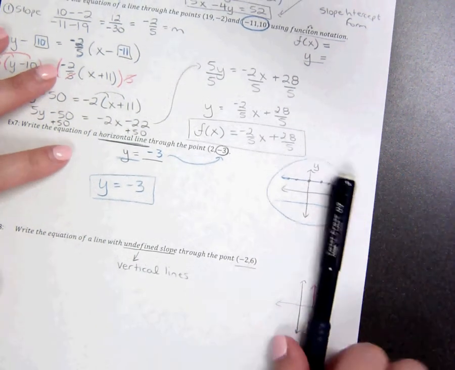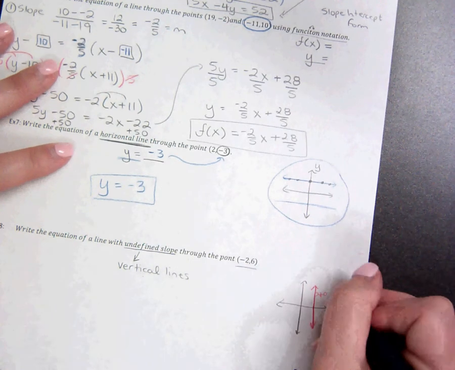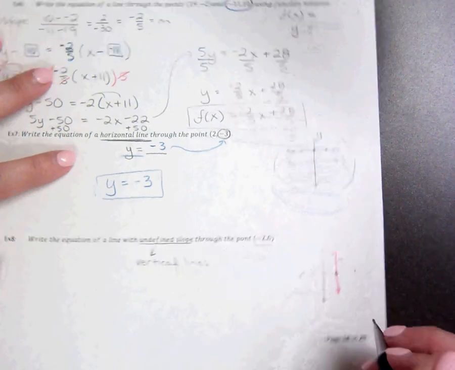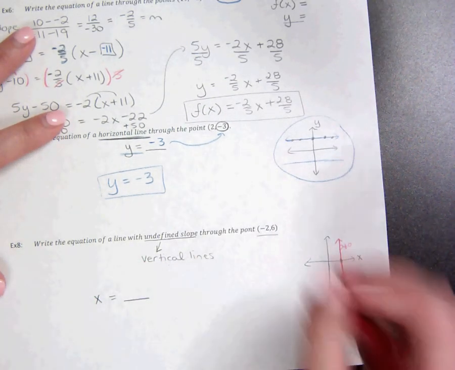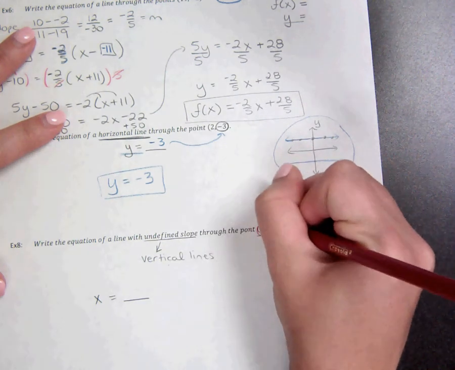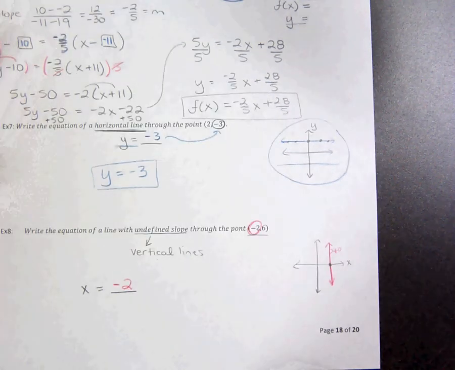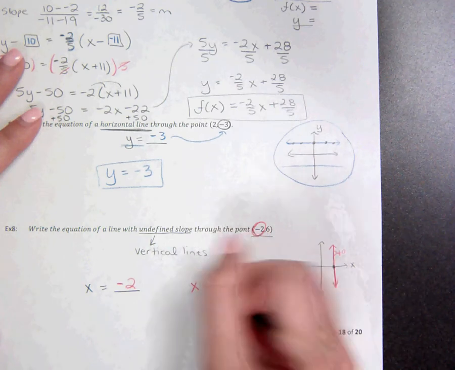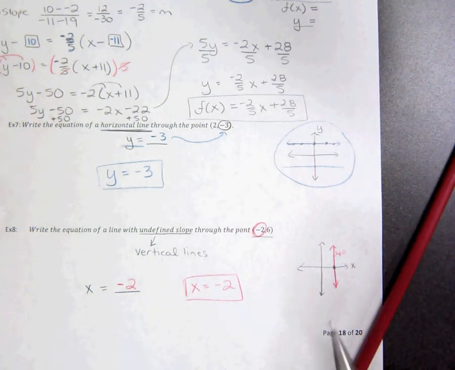So you have to remember that an undefined slope is a vertical line, and that vertical lines are x equals values. They cross the x axis. So these are always x equals some number. In order for it to go through this particular point, it has to be the x value negative 2. And again, that seems too simple, but that's all it is. X equals negative 2.